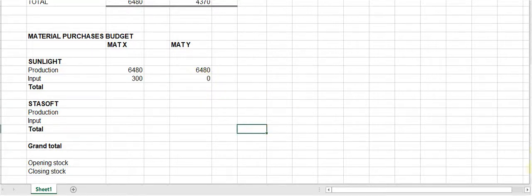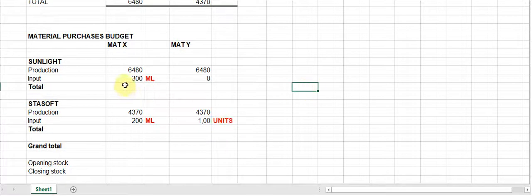Then for the Stasoft, the production unit was 4,370. Let me just make sure that I use the right amount. The input of material X was 200 milliliters. Please note it's milliliters. And for material Y, it was 1 unit. Right, so this is milliliters. This is units.